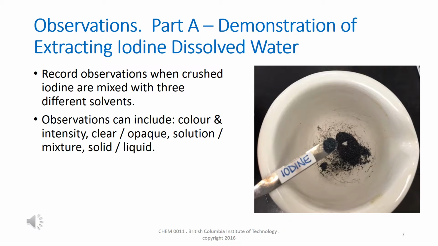In Part A of the lab, a demonstration of extracting iodine from water was shown. Observations could be recorded when the crushed iodine was added to separate beakers of ethanol, water, and paint thinner. Your observations can include the following: color and intensity of the solution, whether the solution is clear or opaque, if the iodine and solvent form a solution or a mixture.